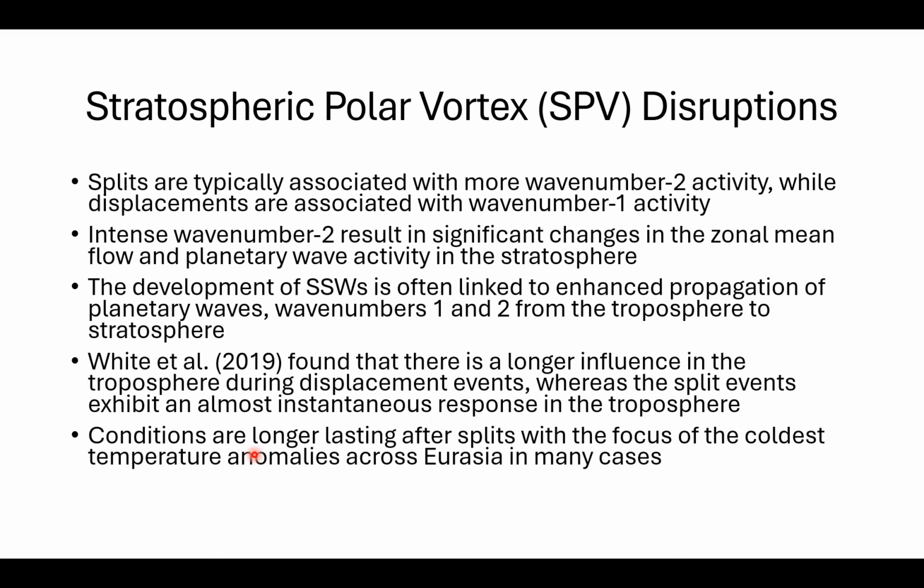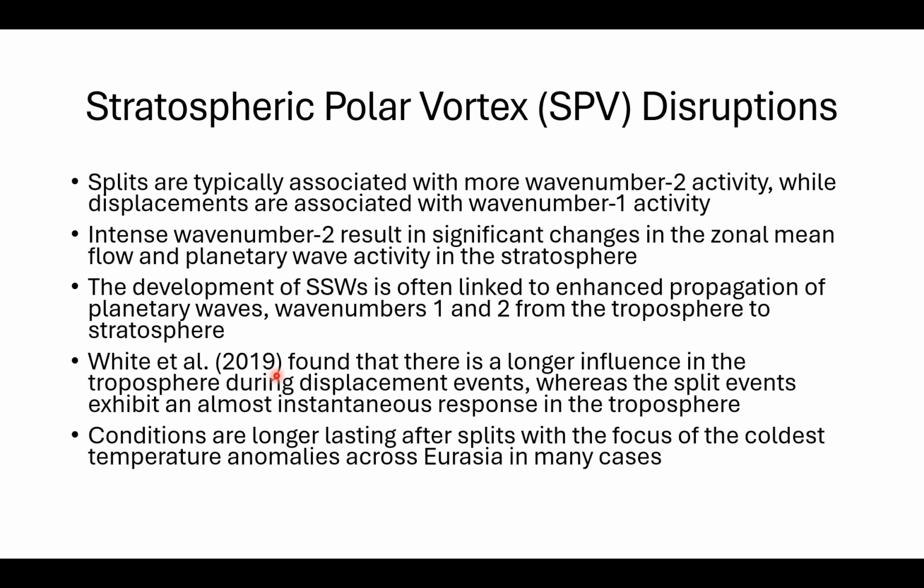One other thing I want to mention is that splits are typically associated with wave number 2 activity, while displacements are associated with wave number 1 activity. I'll show you what wave number 2 versus wave number 1 looks like in a moment. Intense wave number 2 results in significant changes in the zonal mean zonal winds within the stratosphere over the pole, and planetary wave activity in the stratosphere. The development of sudden stratospheric warmings is often linked to enhanced propagation of planetary waves with wave numbers 1 and 2 from the troposphere to the stratosphere.